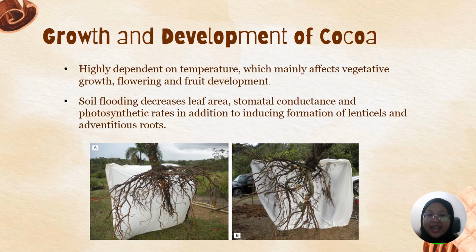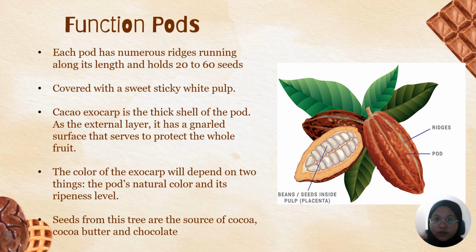Cocoa trees are highly dependent on temperature, which mainly affects vegetative growth, flowering, and fruit development. Soil flooding decreases leaf area, stomatal conductance, and photosynthetic rates, in addition to inducing formation of lenticels and adventitious roots. Each pod has numerous ridges running along its length and holds 20 to 66 seeds covered with a sweet sticky white pulp.